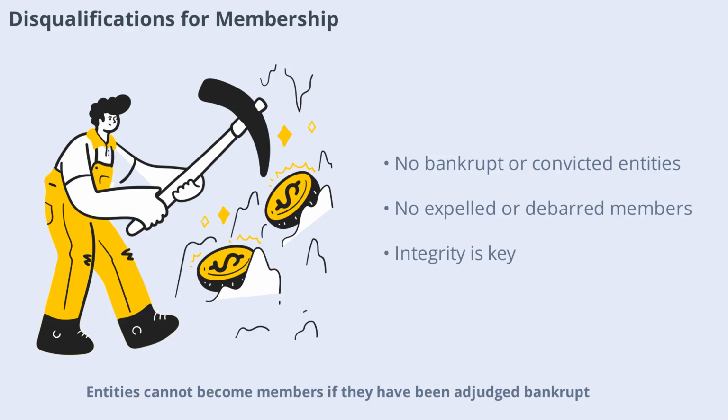Entities cannot become members if they have been adjudged bankrupt, convicted of fraud, or expelled by another stock exchange. Those engaged in unrelated businesses or debarred by regulatory authorities are also ineligible. These strict disqualification rules help maintain the integrity and reputation of the currency derivatives market.